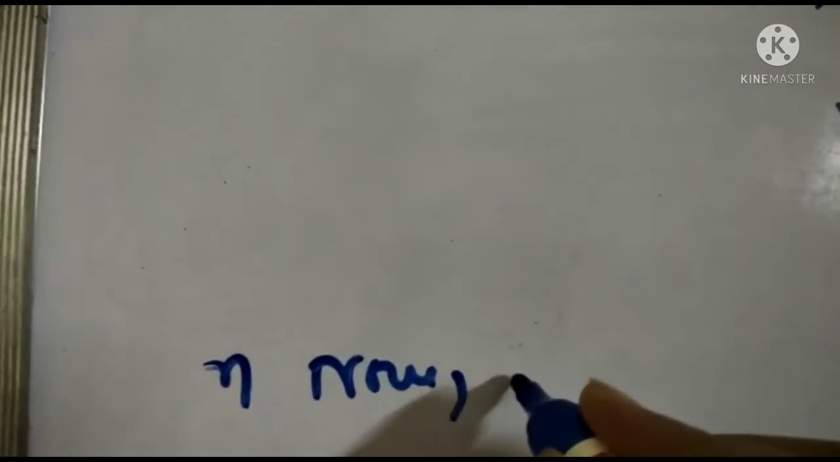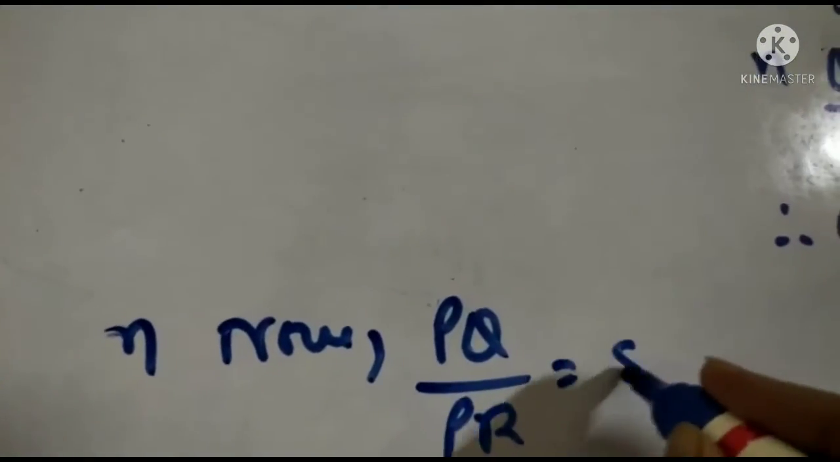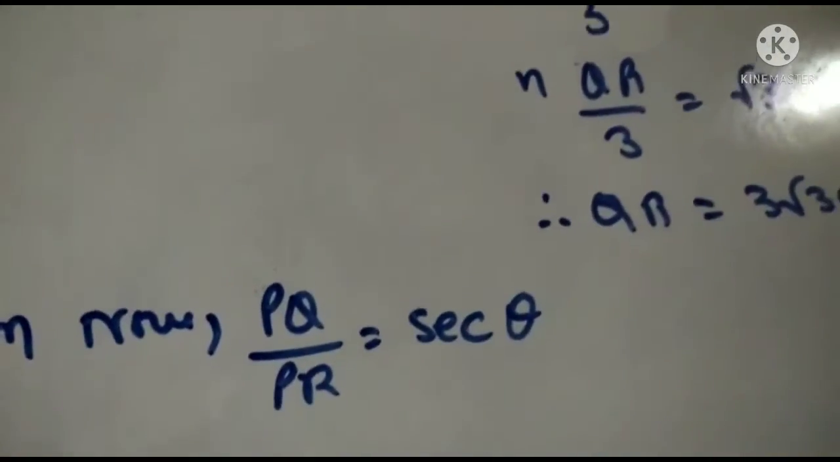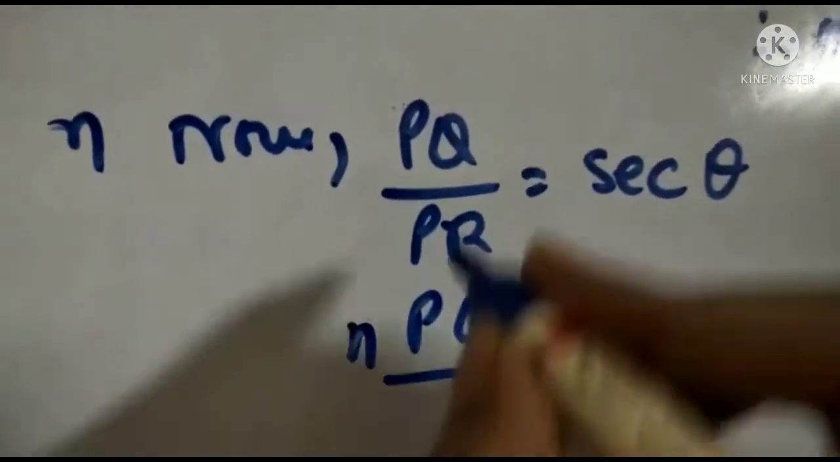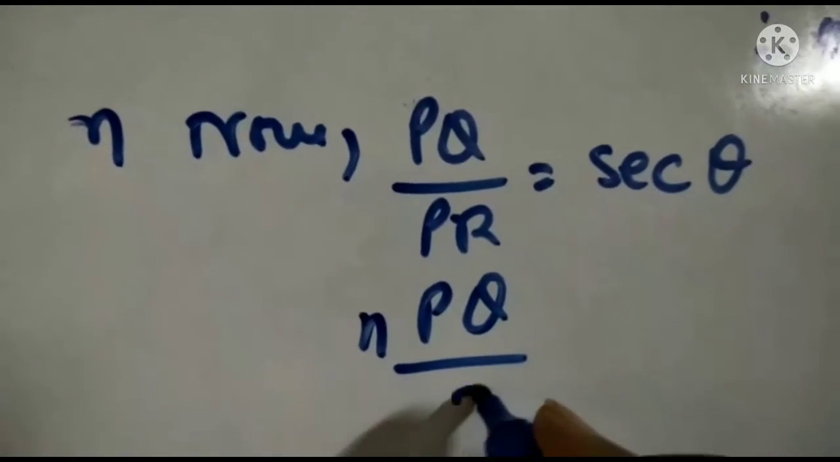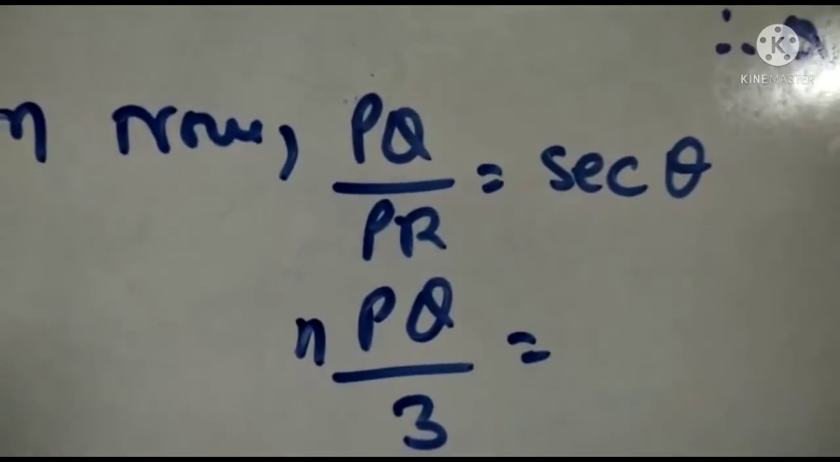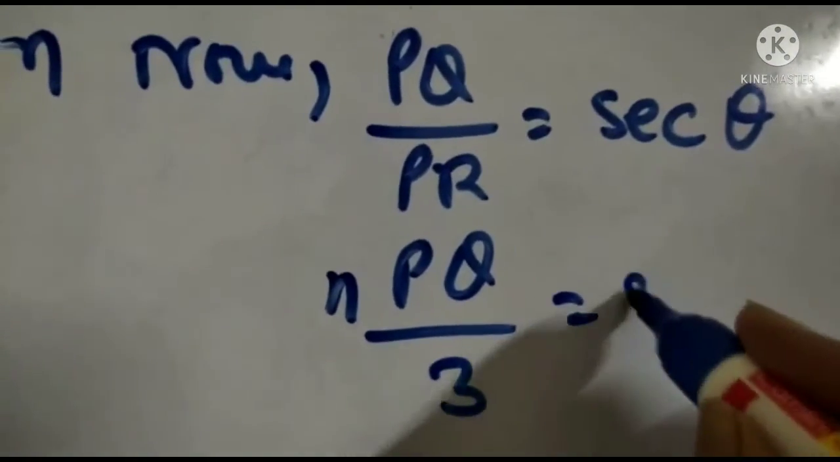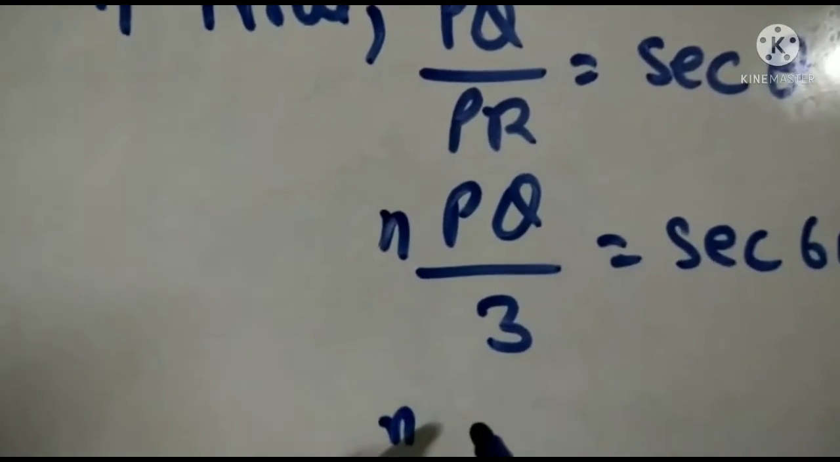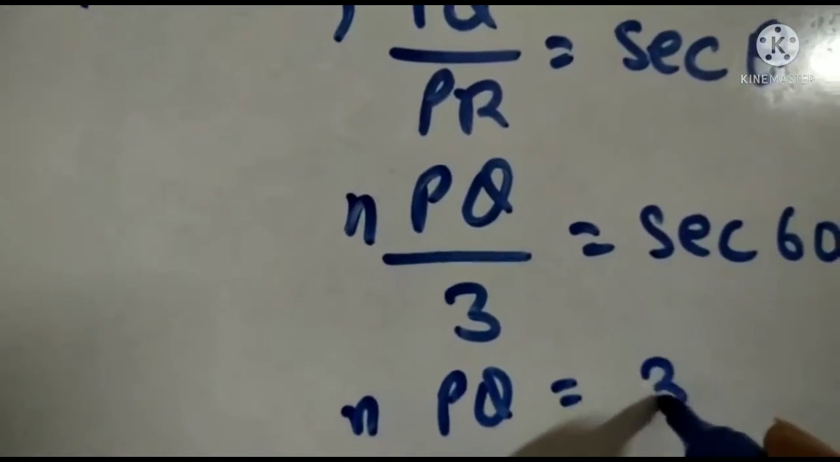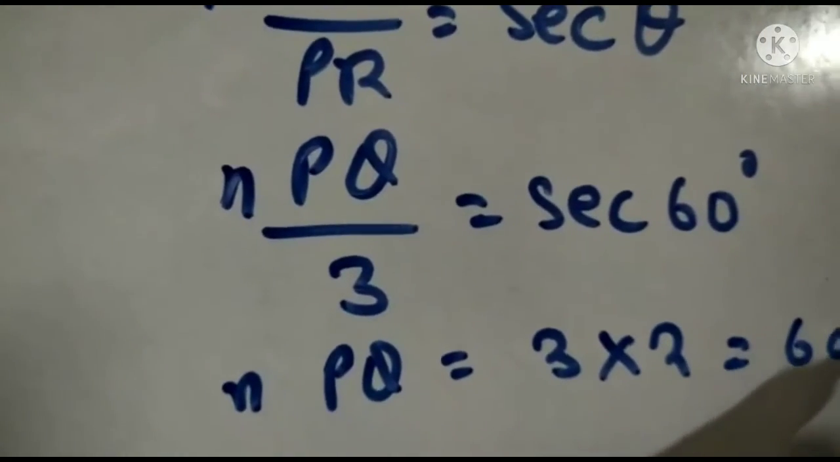So PQ, similarly we write PQ by the side given, that is PR, is equal to sec theta. PQ by PR is equal to sec theta, because it is hypotenuse by base. So hypotenuse by base is sec theta. So PQ by PR, which is given 3, is equal to sec theta. Now sec theta means what? Theta is given 60 degree. So sec 60 degree means 2. That means PQ is equal to 3 multiplied by 2, that is equal to 6 centimeter.